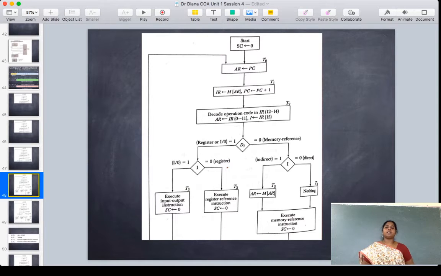At time cycle T3 itself, I can start with the execution of an IO instruction if D7 is 1 and the I value is 1. If D7 is 1 and the I value is 0 at time cycle T3, I can execute a register reference instruction. And if D7 is 0 and the I value is 1, then it is an indirect memory access. We have understood the difference between direct and indirect memory access. I'll deal with it very soon. I'll once again redo it so that it is easier for you to understand.